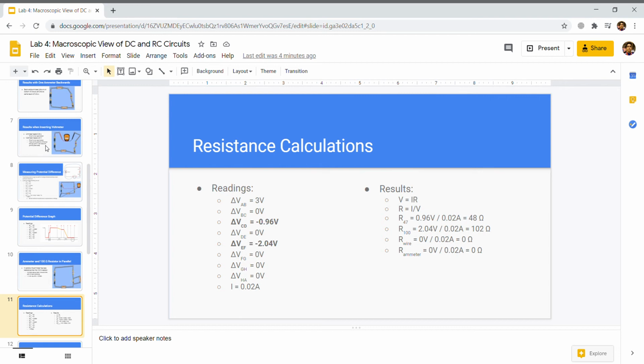Shown here are the resistance calculations. On the left side we have the readings from the previous time, and by calculating the ohms of each resistor, we can find that the values are still pretty close. You take 0.96 volts divided by 0.02 amps and find that it's 48 ohms. Likewise, you do 2.04 volts divided by 0.02 amps and get 102 ohms.